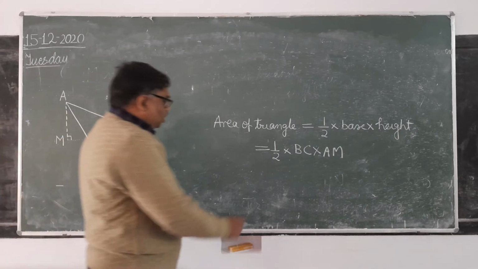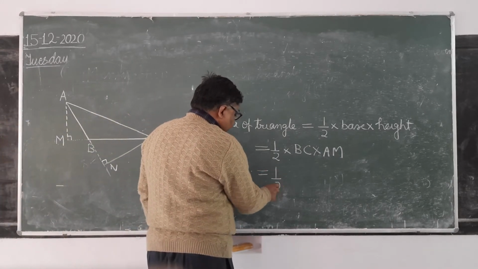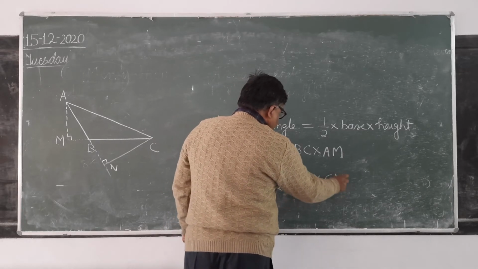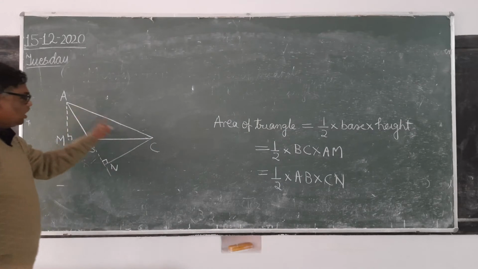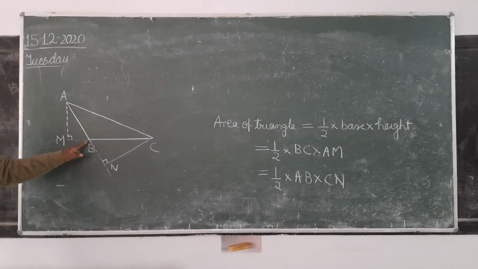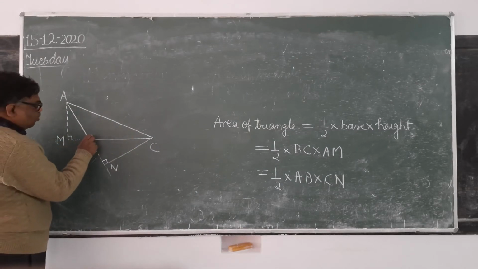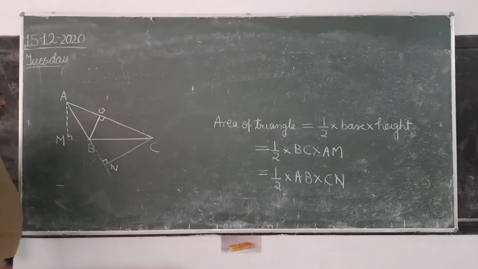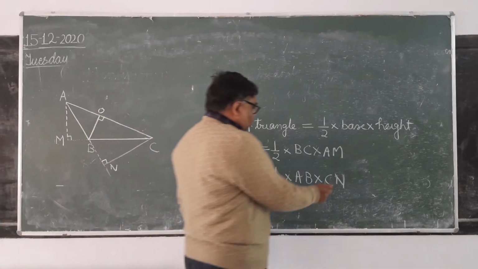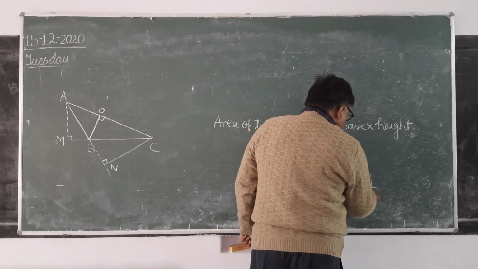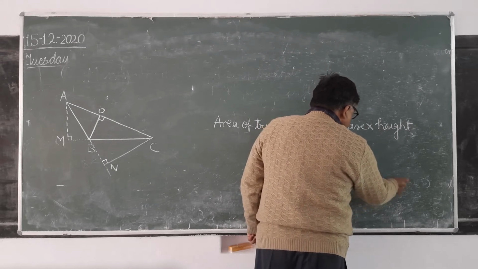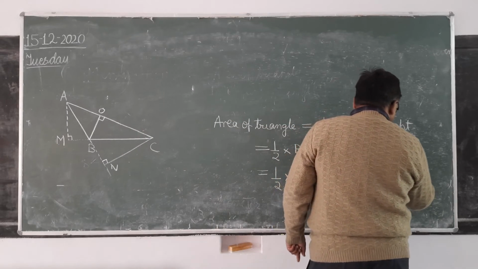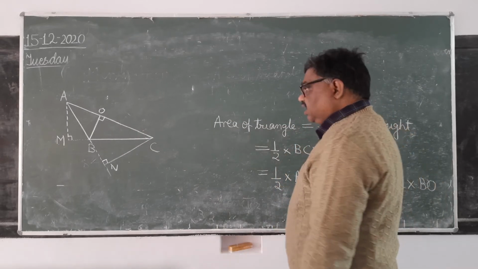So what will be the formula? 1 upon 2 into AB into CN. If you take AC as the base, then the third vertex is B. You draw the perpendicular, it will fall here. Here you can take this as M. So it will be 1 upon 2 into AC into BM. When the base is AC, what is the height? Height will be BM, this way.